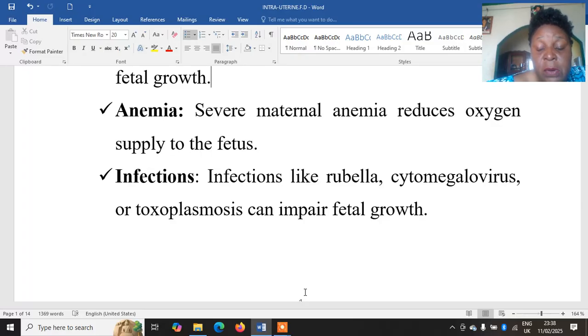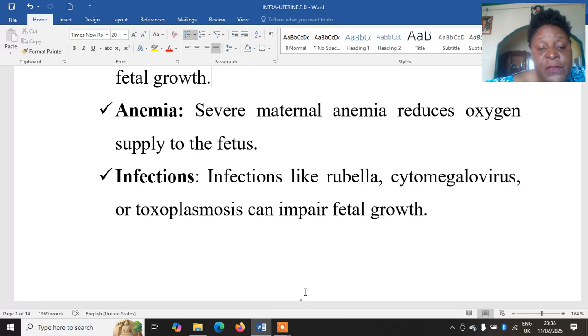Then when we talk of maternal infections like rubella, cytomegalovirus, or toxoplasmosis, all these, even malaria, all these infections, some of these, they pass through the placental barrier. And when they pass through the placental barrier, they are going to go and impair fetal growth. It means even the fetus can get infected.